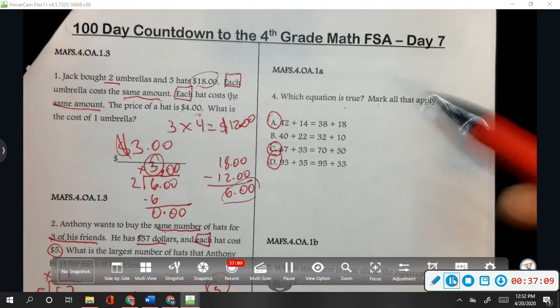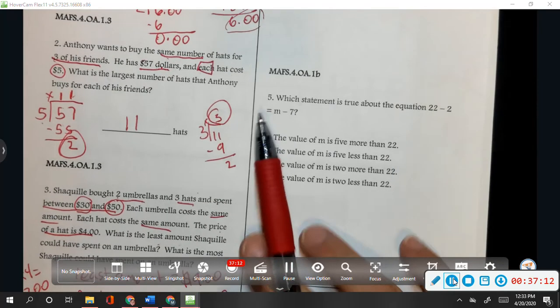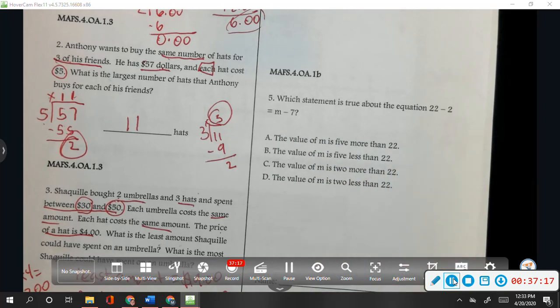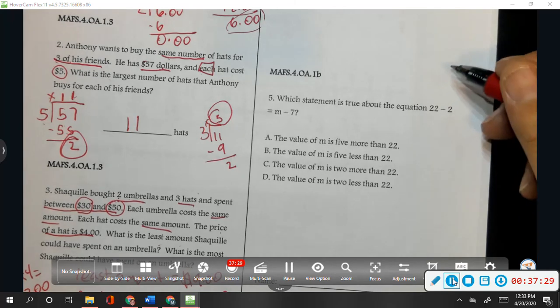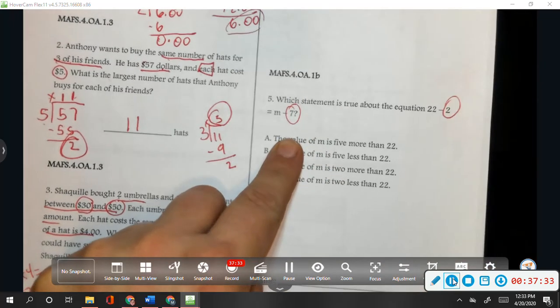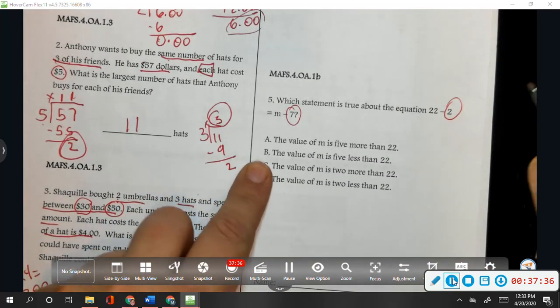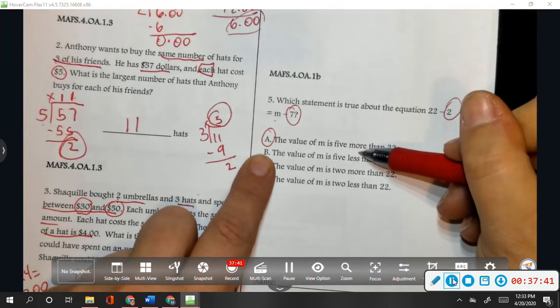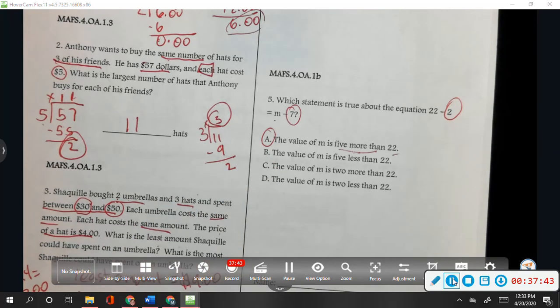Number 5. Which statement is true about the equation 22 minus 2 equals m minus 7? Pause the video, see if you can work it out. This is very similar to yesterday's. All you need to do here is find the difference. What is the difference between 7 and 2? 5. The value of m has to be 5 more than 22 in order to make that equation true.